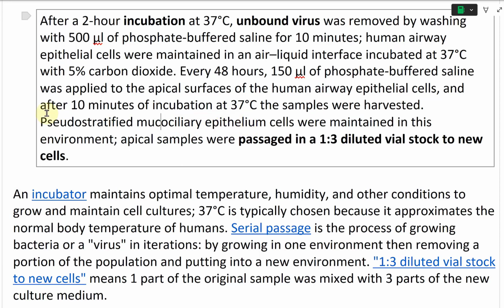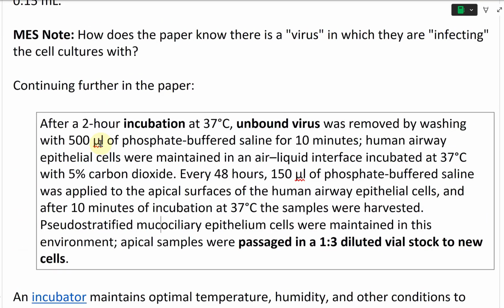Yeah, so pseudostratified mucociliary epithelium cells were maintained in this environment, and apical samples were passaged to a 1:3 diluted vial stock to new cells. All right, let's make sense of all this now.